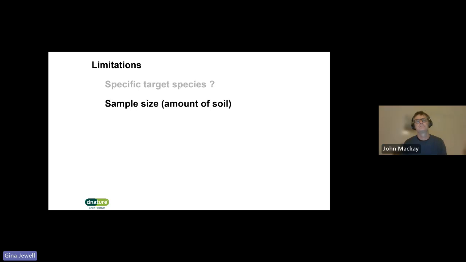Next slide. So another limitation that I've already mentioned is the sample size. Physically, how much soil can we put through a single DNA extraction? Where you've got things like different topography, if you've got small mounds or depressions in soil.